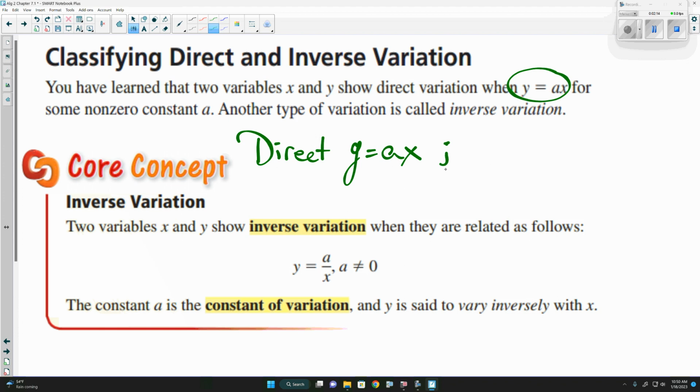Now, we can get the a value by itself. A is just a constant term. It's just a number that's defining the direct variation, the amount that they're going to be increasing or decreasing by. And if we get it by itself, we can say y over x is equal to a, or x over y is equal to a. Either way. But these are the two main ways that we can write direct variation.